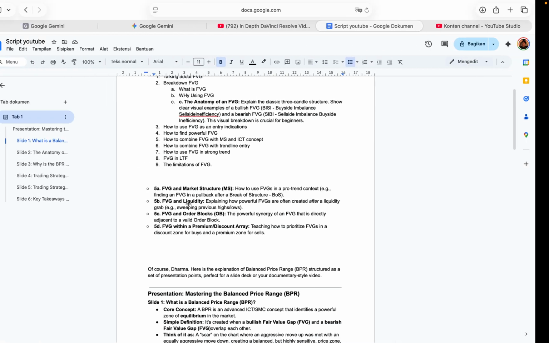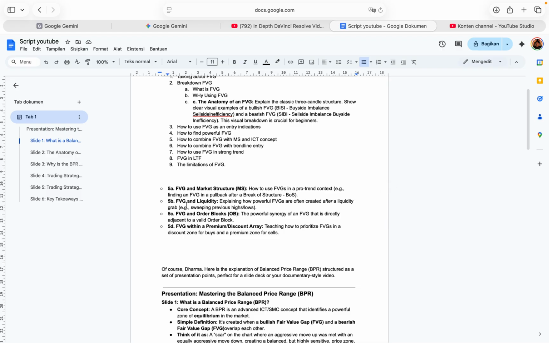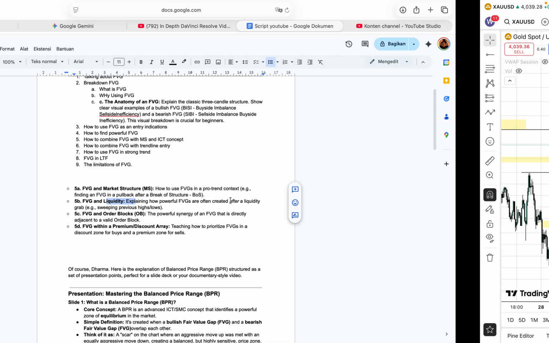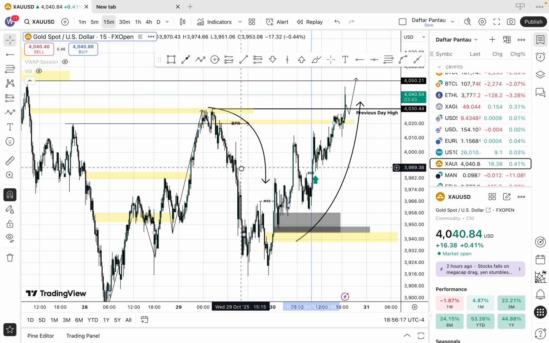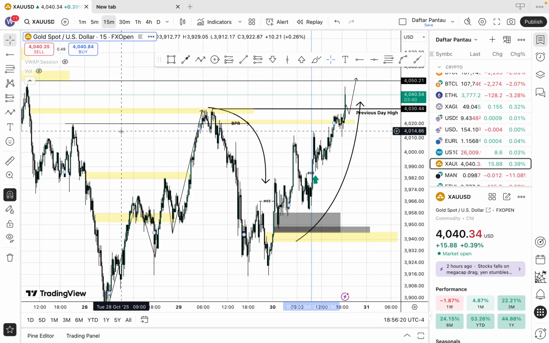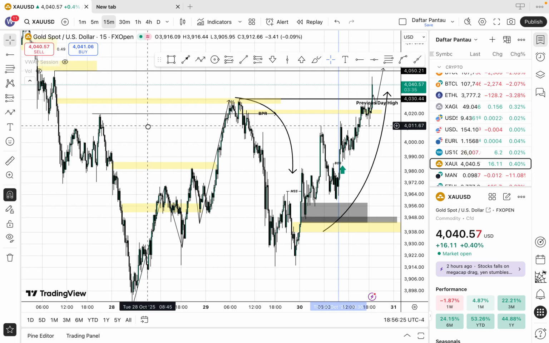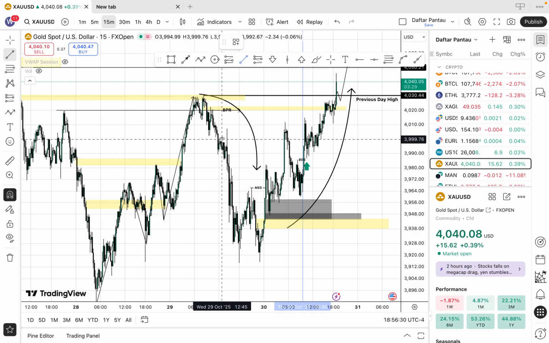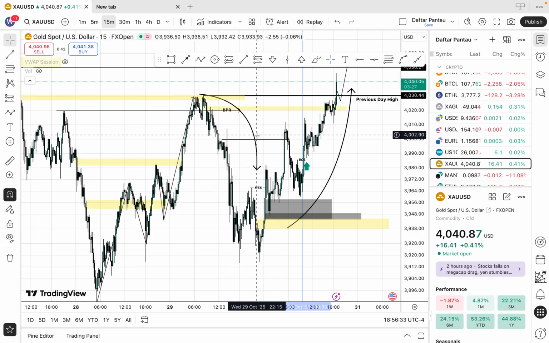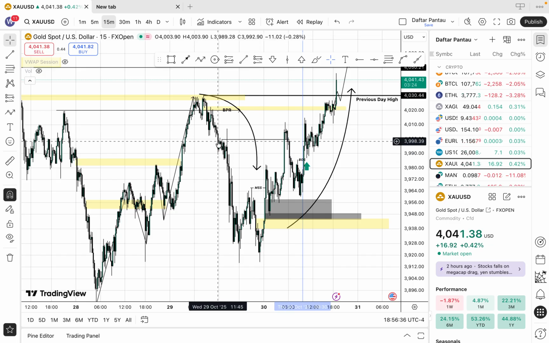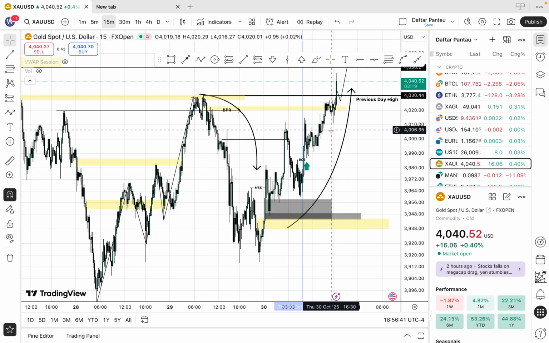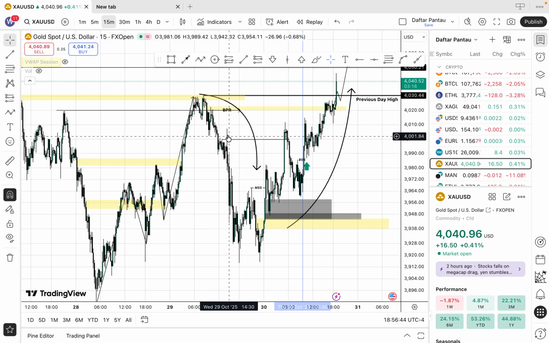So let's continue to the next. We're talking about liquidity. After market structure, we should know about liquidity. There are two types of liquidity: internal and external. Internal liquidity is simply where the price is making resistance, as simple as resistance and support. And then there is also external liquidity.